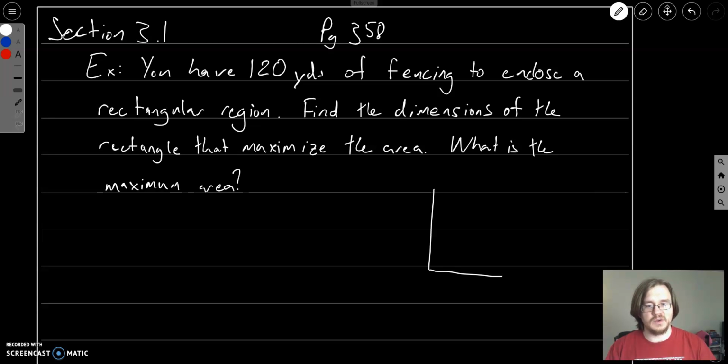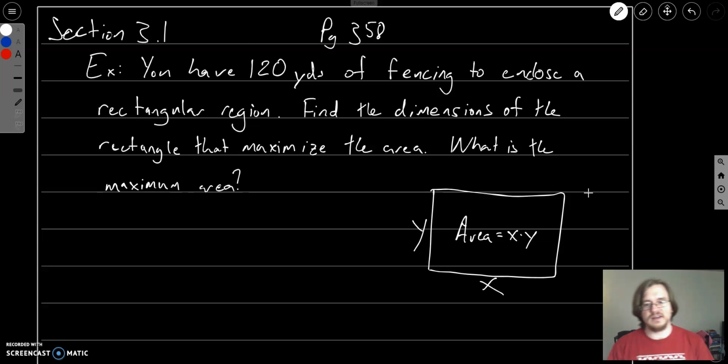So we've got our little rectangular pasture, and we'll have some side lengths. We want to find the dimensions, so we want to find x and y that maximize the area. So again, the area of this rectangle is just going to be x times y. And it also asks, what is the maximum area?